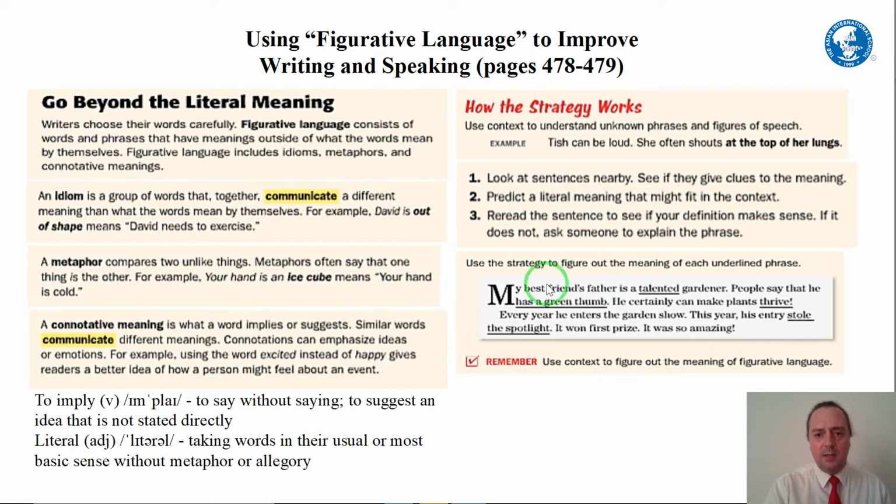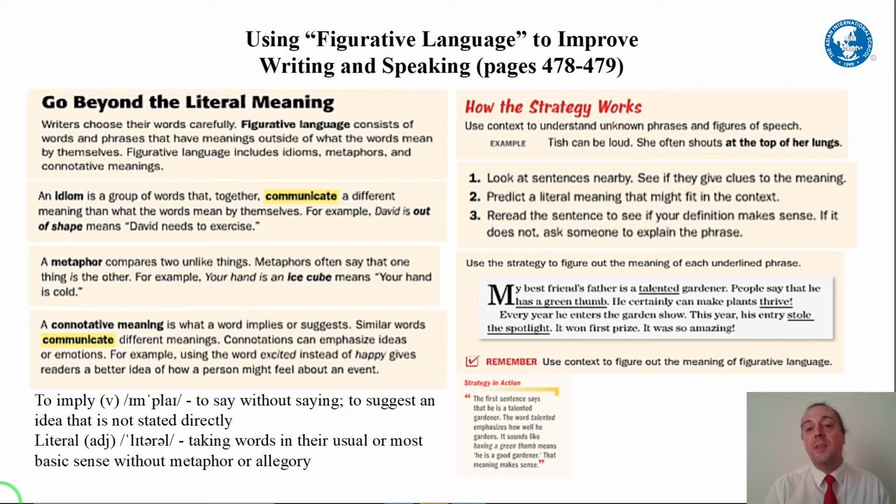Okay, so what we want to focus on here is this one. He has a green thumb. What does that mean? Does he actually have a thumb that is the color green? I don't think so. What is this narrative about? It's about gardening. Okay, we know that, right? And in gardening, most plants are green. So, right, if it says that he is a talented gardener, it emphasizes how well he gardens. It sounds like having a green thumb means he is a good gardener. That meaning makes sense. Okay, so we have clues from the narrative itself that help us understand the figurative language. He has a green thumb.